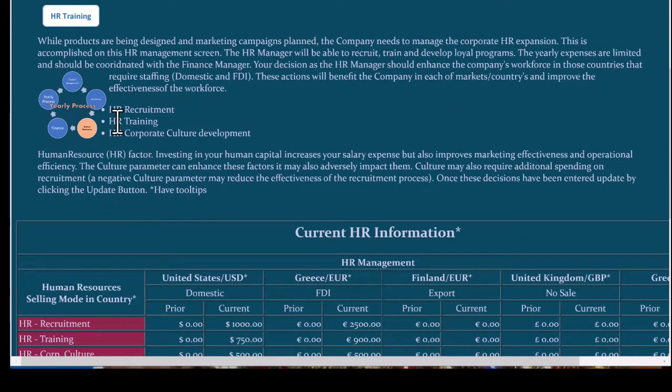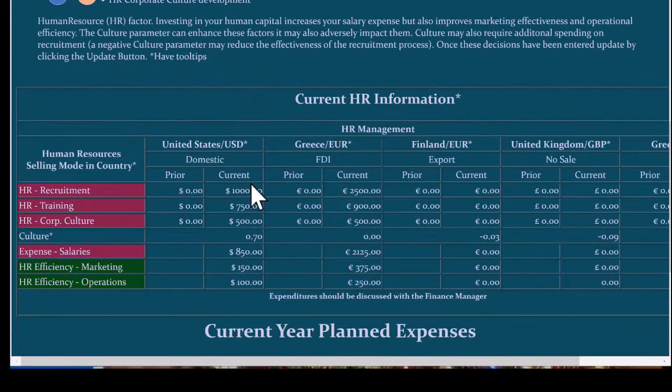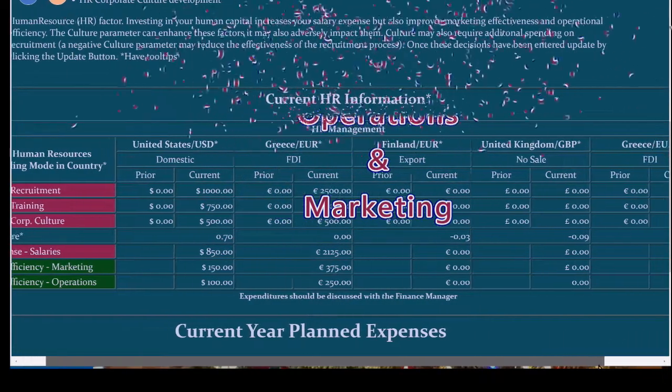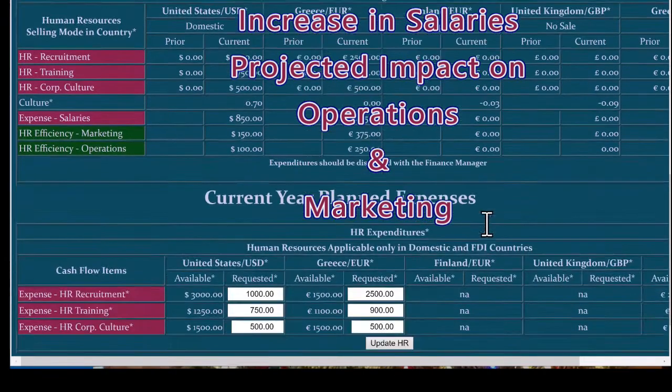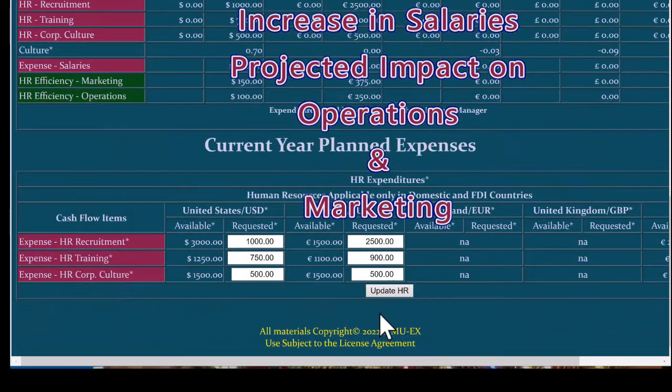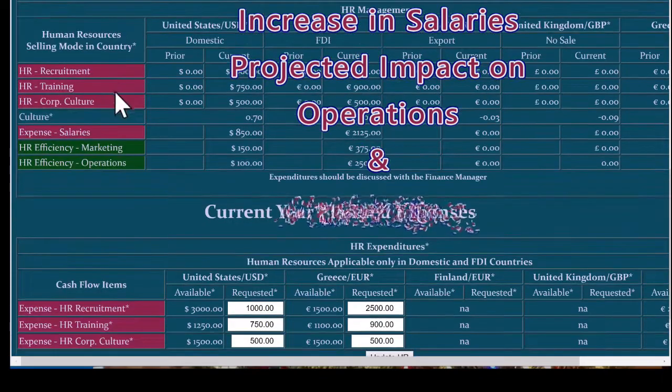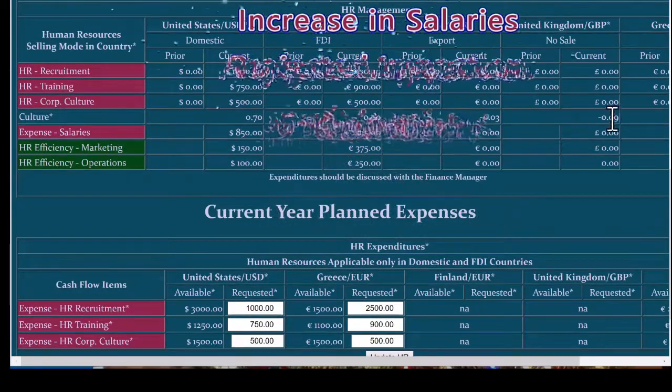Once we're done, we update the information and proceed to see the current expenditures and the projected increase in salaries, marketing, operations effectiveness, and so on. These are mere projections. These are not guarantees. They are, if you will, estimates of what the benefit gains may be. They will be close to these values, but it's not absolute. It is not deterministic. There is some randomness associated with it.